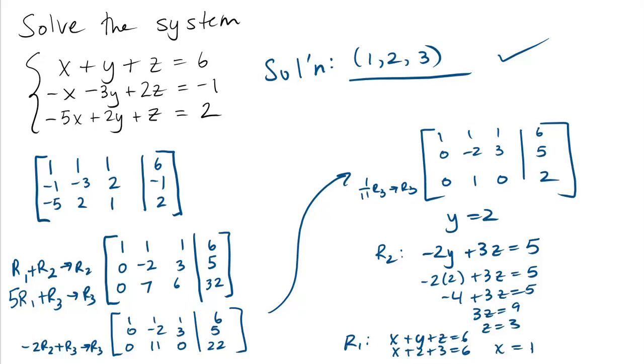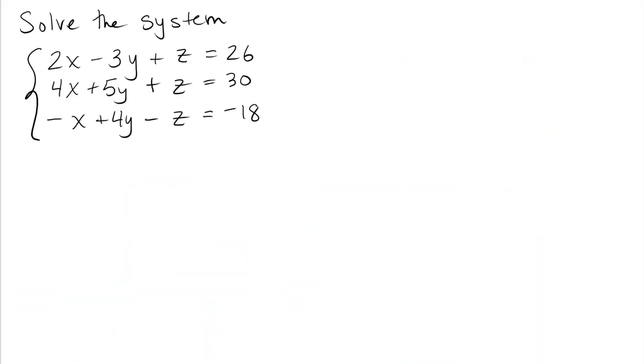Let's keep trying examples. Here we have a new system. 2x minus 3y plus z equals 26. 4x plus 5y plus z equals 30. And negative x plus 4y minus z equals negative 18.